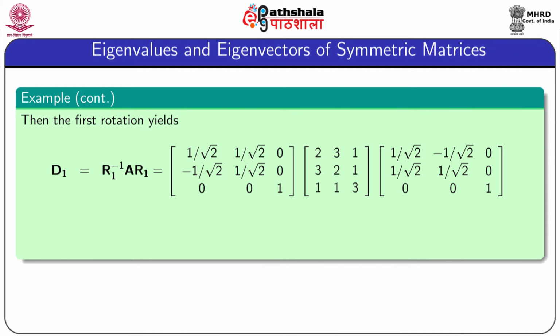Therefore, the first rotation yields the matrix D1 equal to R1 inverse A R1. After simplification, this becomes the matrix whose first row is 5, 0, 1.4142, second row is 0, minus 1, 0, and third row is 1.4142, 0, 3. It may be noted that this is not a diagonal matrix. So, the next iteration is required to convert D1 to a diagonal matrix.